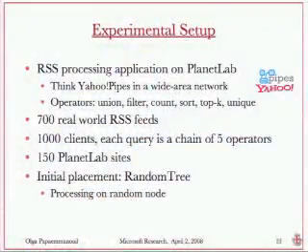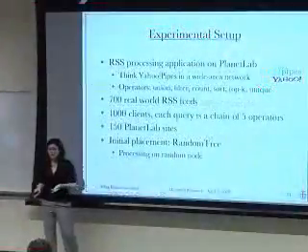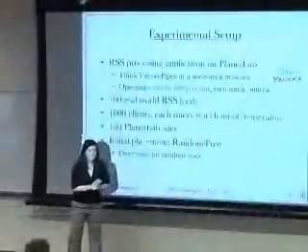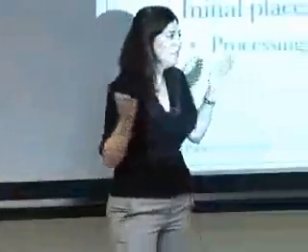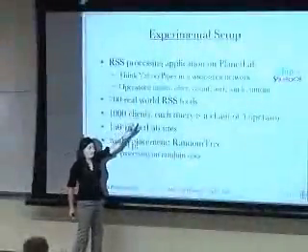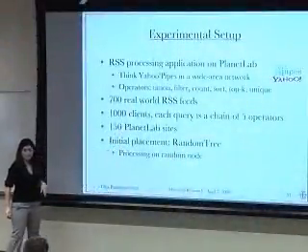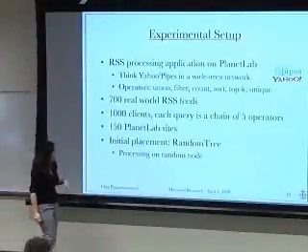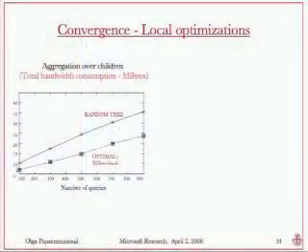So we want to see how well this performs. What we did is take the RSS dissemination system that we have and add some processing operators. We borrowed the Yahoo Pipes operators, I don't know if you've used it, where they provide a set of functions where you can manipulate and aggregate feeds. We implemented some of these operators and then ran experiments again on PlanetLab. So I'm just going to move on to the experiments.